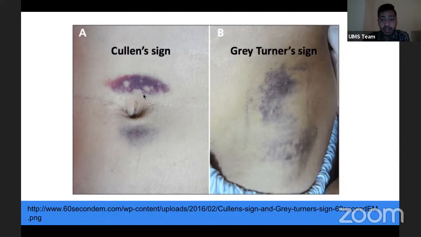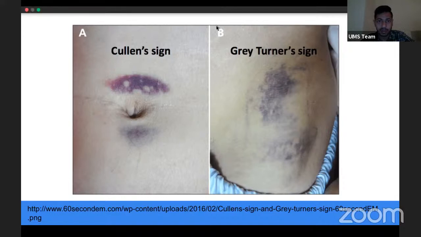On the right, there's Gray-Turner sign. Gray-Turner sign is more on the flank, and it is bruising of the flank, which is associated with hemorrhagic pancreatitis, which is once again a late sign. This would not be an acute sign.